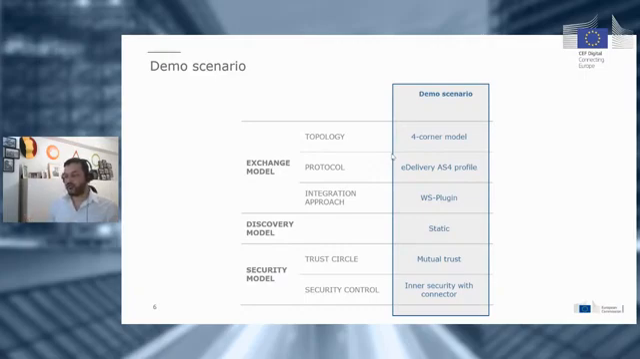The security model we are going to use is mutual trust. Both the sender and receiver access points know in advance about each other, and they have also exchanged the public keys, so that they can exchange the messages. The security control is the inner security with the connector.